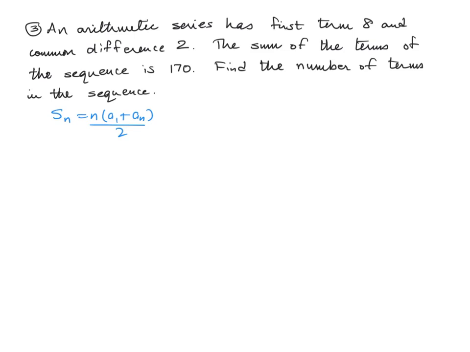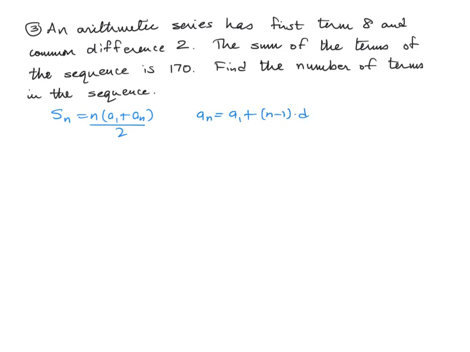Now, what do I know? I know the first term is 8. I know the common difference is 2. I know that the final sum at the end is 170. I don't know the an or n itself, because it never told me either of those. However, I have an arithmetic sequence formula, an equals a1 plus n minus 1 times d, so I can use that one to work some stuff out.